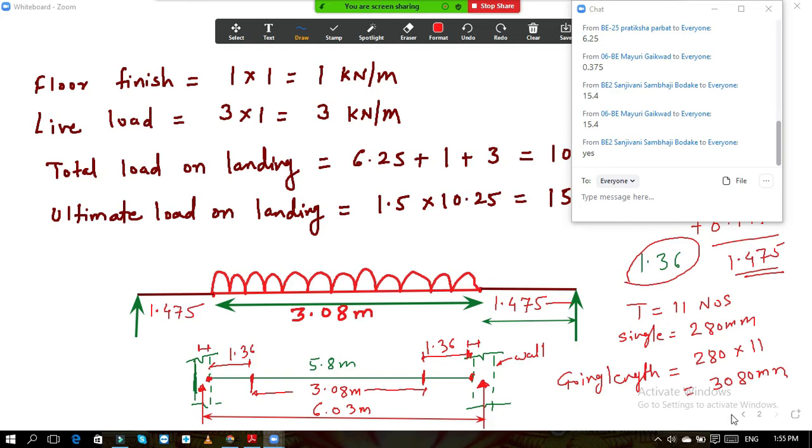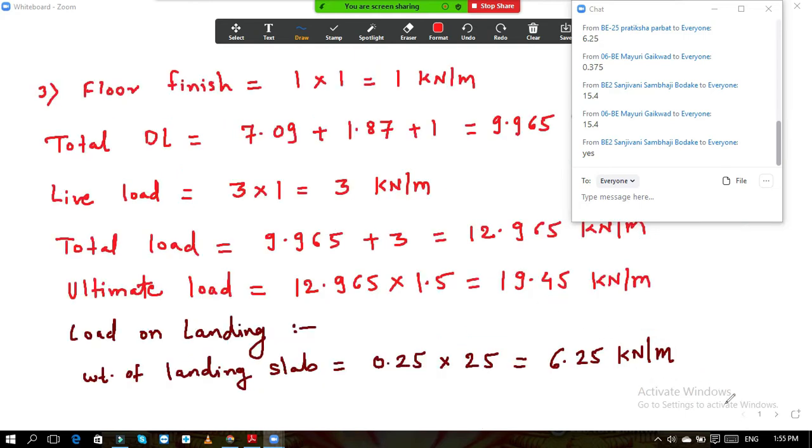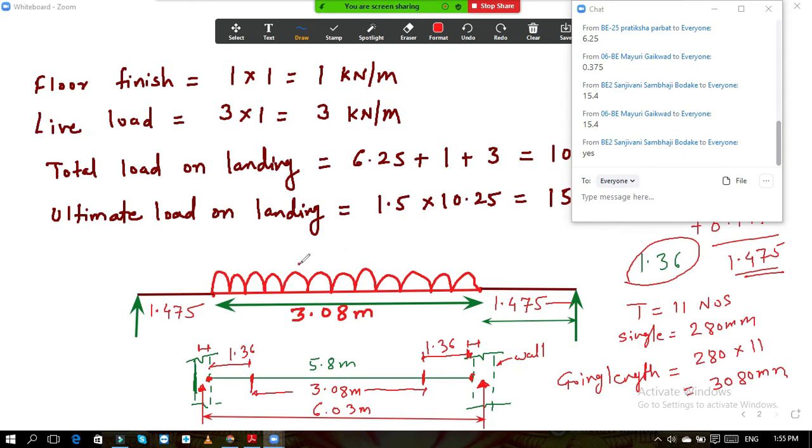And now what was the value of this UDL? It is 19.45. So I will write here 19.45 kilonewton per meter. Okay.